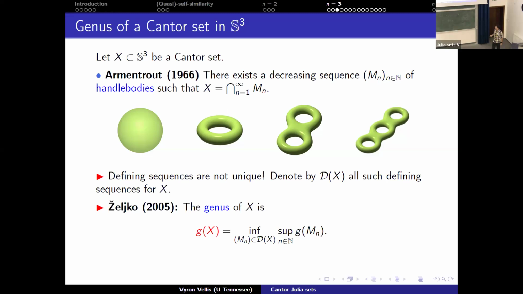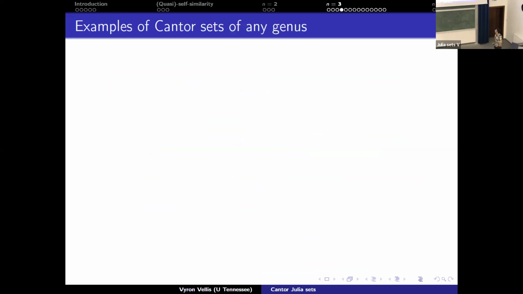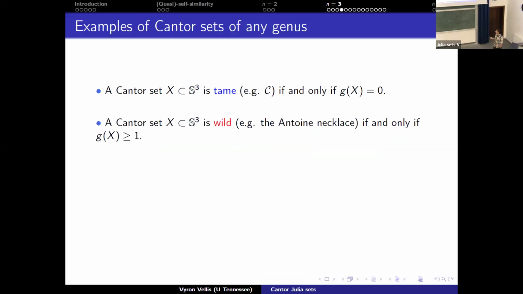And then there is a definition, which I'm not going to give formally, but you can sort of deduce it, of a local genus, right? For any point, the local genus is pretty much the same thing, but you only care about the local situation, only those handle bodies that approximate the specific point. All right, so let's see some examples of Cantor sets with genus. Cantor sets, of course, are tame if and only if their genus is 0. That's easy to prove. And the contrapositive of this fact: a Cantor set is wild if and only if its genus is bigger or equal than 1.